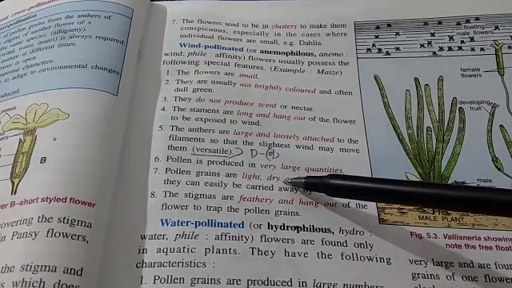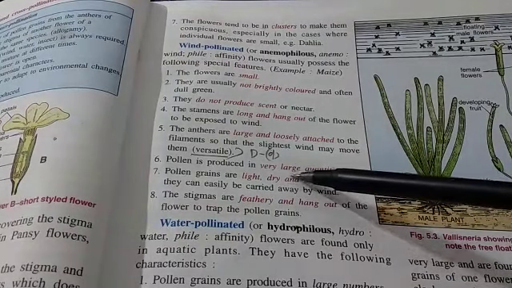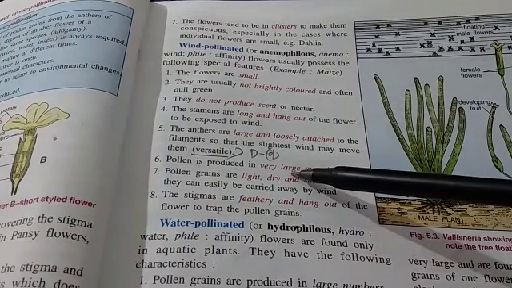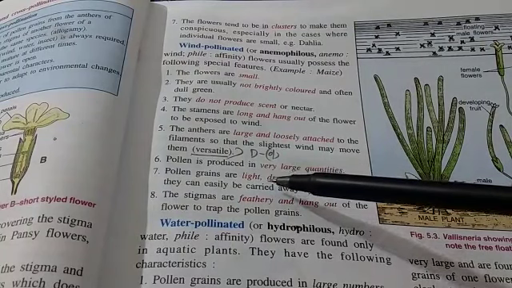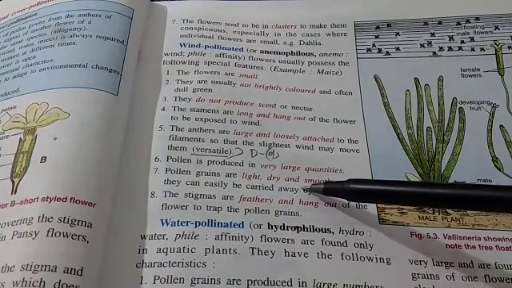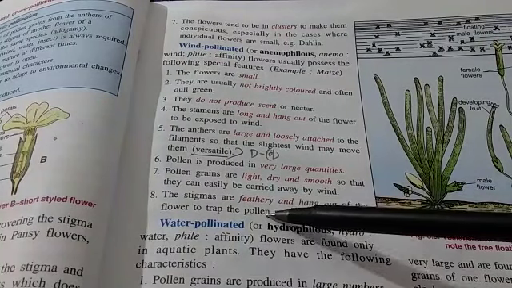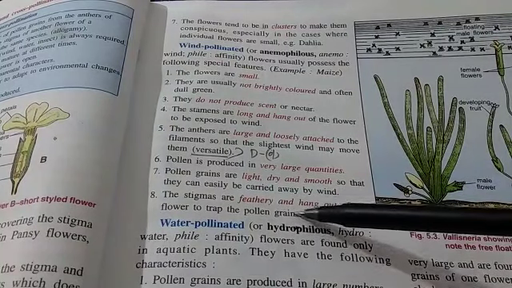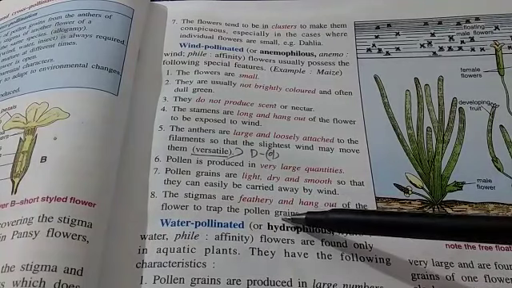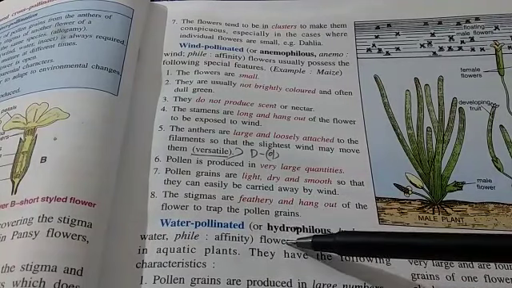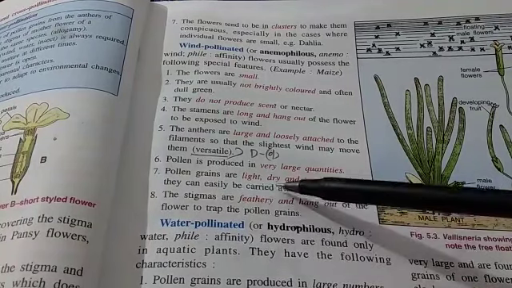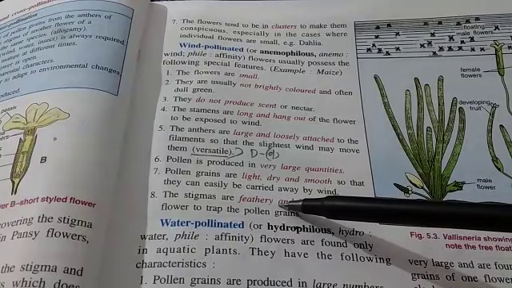Pollen is produced in very large quantities to ensure pollination. Pollen grains are usually light, dry and smooth so as to be carried away very easily by the wind. And the stigmatic regions are feathery and hanging out of the flower to trap the pollen grains. So all these are the characteristic features of wind pollinated flowers.